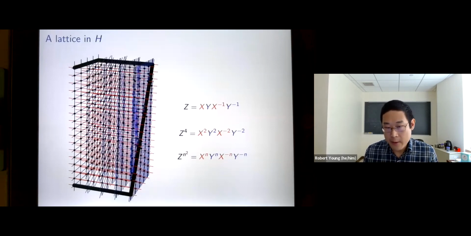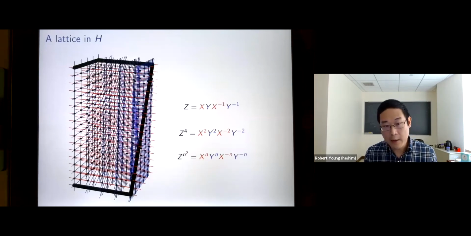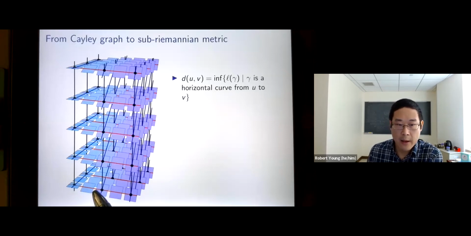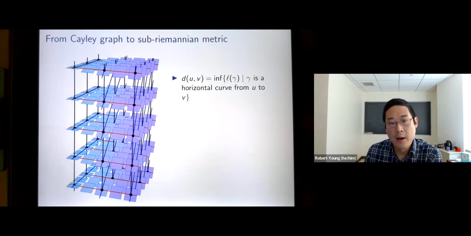And so those two properties, that shortest paths should just be composed of horizontal edges, and that we should have this n by n by n squared scaling, that's a sub-Riemannian metric. In particular, a sub-Riemannian metric is like a Riemannian metric in that it's defined by assigning lengths to vectors in your manifold. But what makes it sub-Riemannian is that some of those vectors can have infinite lengths. At each point, you have a subspace of the tangent space, which is called the horizontal subspace. And you have a Riemannian metric, or even an inner product, on that horizontal subspace. And then any vectors that aren't in that horizontal subspace are taken to have infinite length.